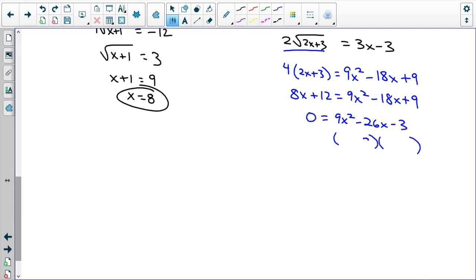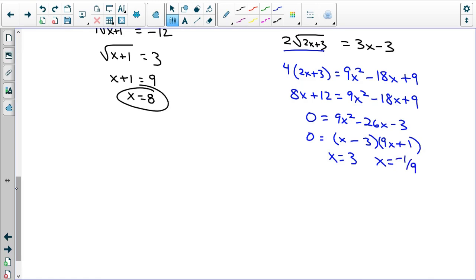If I factor this, I know I can put a 3 and a 1 in here because 3 is prime. And then 9, well, if I look at this, I need a 26 in the middle, so it makes sense to put a 9x over here and an x over here. Minus and plus will work. So I get x equals 3 and x equals negative 1/9.